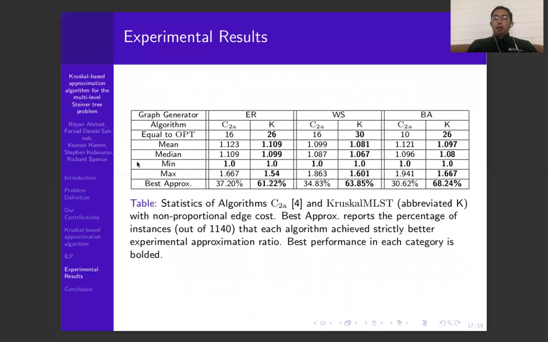We provide similar information for non-proportional edge cost also. And here we compare the algorithm C2A, which is the algorithm proposed by Charikar et al. for non-proportional edge cost, and the Kruskal-MLST algorithm. Again, best approximation reports the percentage of instances that each algorithm achieved a strictly better ratio. And best performance in each category is bolded again. And we can see that most of the time, the Kruskal-MLST performs better compared to the other algorithm.